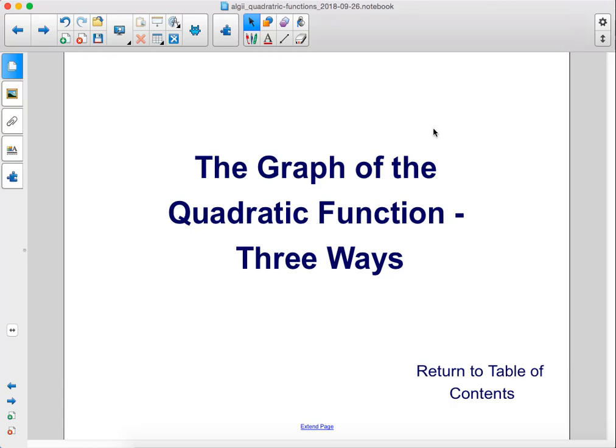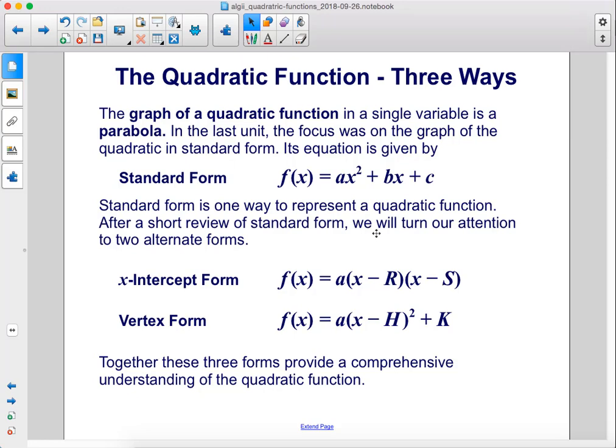The graph of the quadratic function, 3 ways. The graph of a quadratic function in a single variable is a parabola. In the last unit, the focus was on the graph of a quadratic in standard form. Its equation is given by f of x equals ax squared plus bx plus c. Standard form is one way to represent a quadratic function.